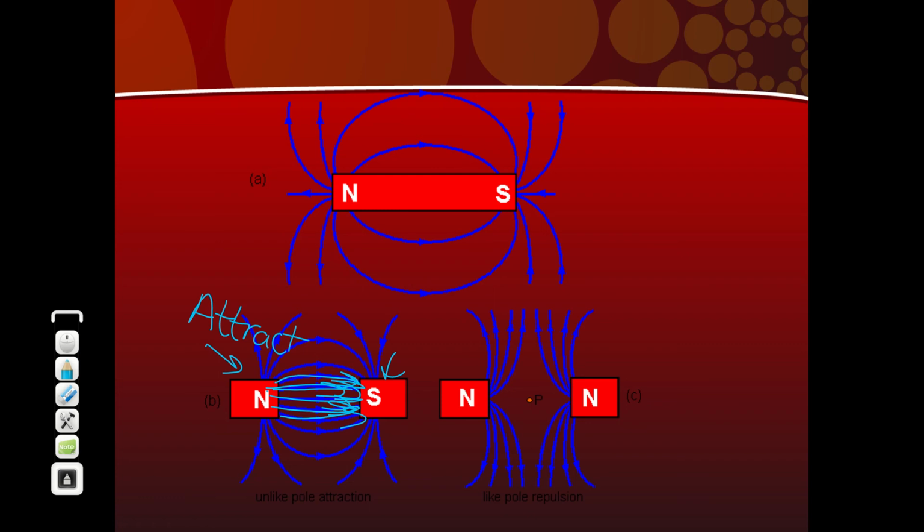It wants to attract. But if I put two north poles together, like poles, look at what the field lines do. They push against and away from each other. So this is where we got repulsion. These two poles are being repelled. Same thing goes for south poles. They're both pulling the lines in, and those lines would push against each other because they're both fighting for those lines. So this is showing how these field lines work and why they create some attraction between unlike poles and repulsion between like poles.